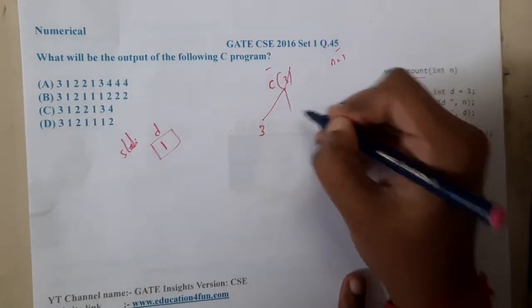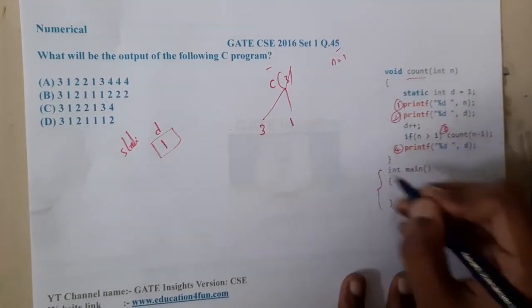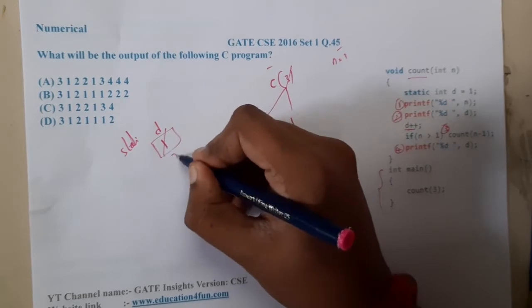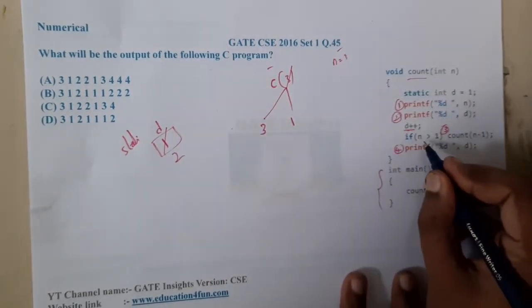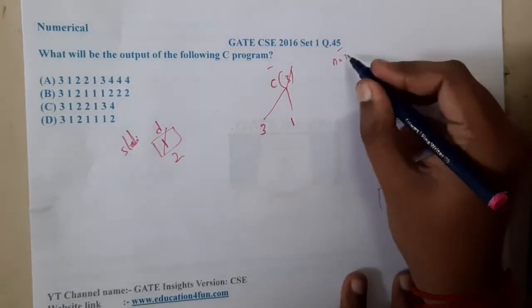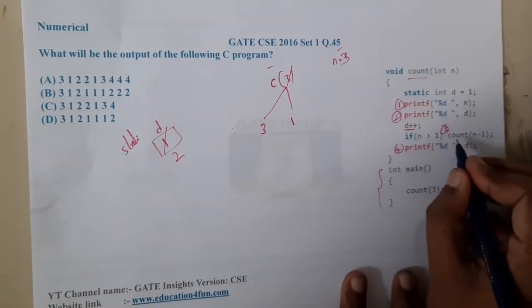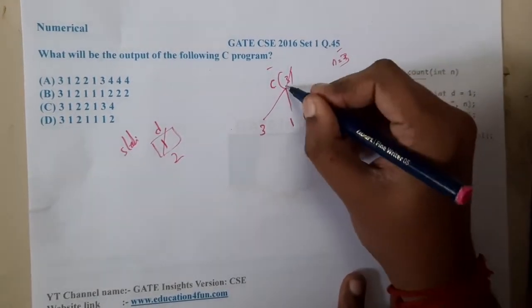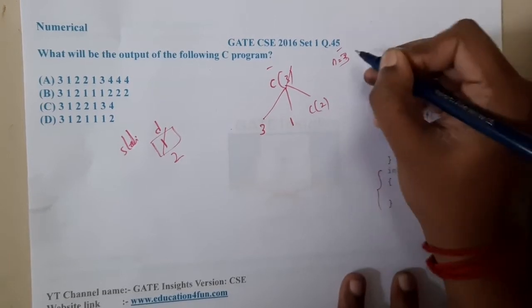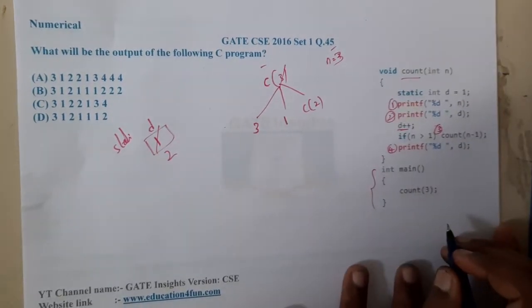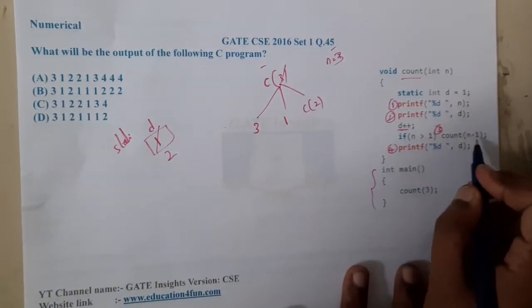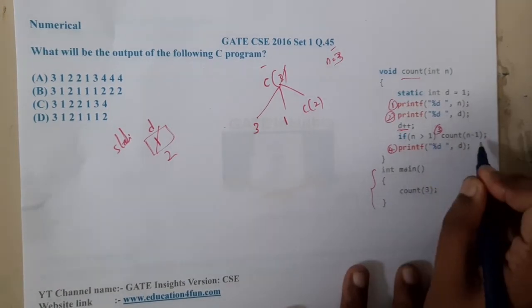Again, you will print the value of d, that is 1. Then you will increment the value of d, that is 2. Now you are checking whether n is greater than 1. Is 3 greater than 1, guys? Yes. So you are calling count of n minus 1, so count of 2 you will be calling. Count of n minus 1, you are calling with n equal to 2.